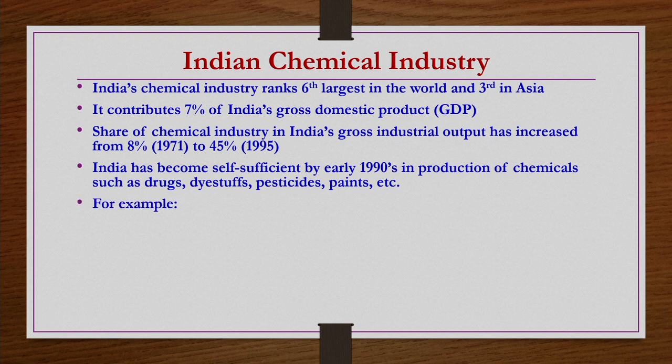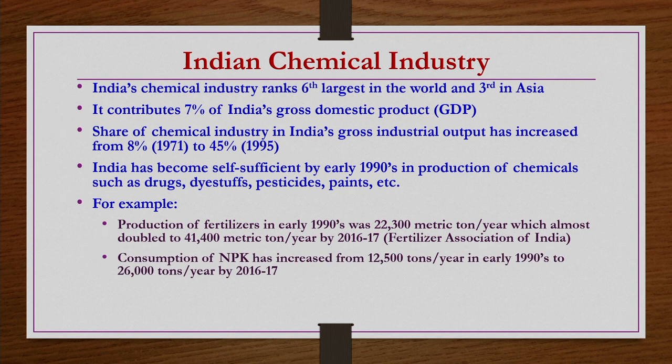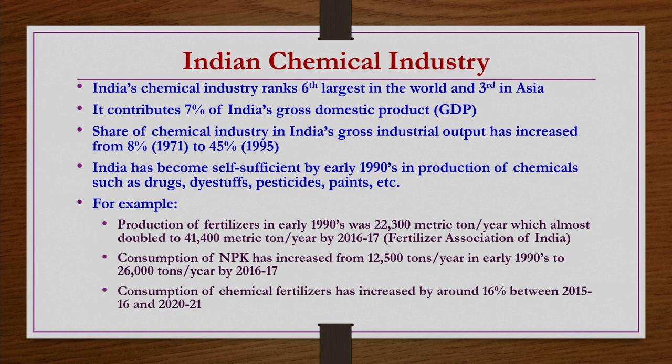Why? Because, for example, production of fertilizers in the early 1990s was almost 22,300 metric ton per year, which has almost doubled to 41,400 metric ton per year by 2016-17, according to the Fertilizer Association of India. Then consumption of NPK, that is nitrogen, phosphorus and potassium, the components usually present in almost all fertilizers, has increased from 12,500 tons per year in the early 1990s to 26,000 tons per year by 2016-17. That shows how much progress we are making in the fertilizer industry. Consumption of chemical fertilizers has also increased by around 16% between 2015-16 and 2020-21.